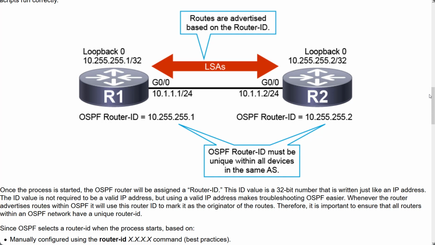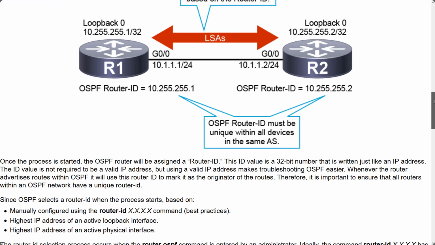It does not have to be an interface that's participating in OSPF. It just has to be an active interface. So it has to be in the up state, and it has to be operational. If an interface is shut down, that would not be part of the router ID process. But here's the most critical thing about the router ID in OSPF.